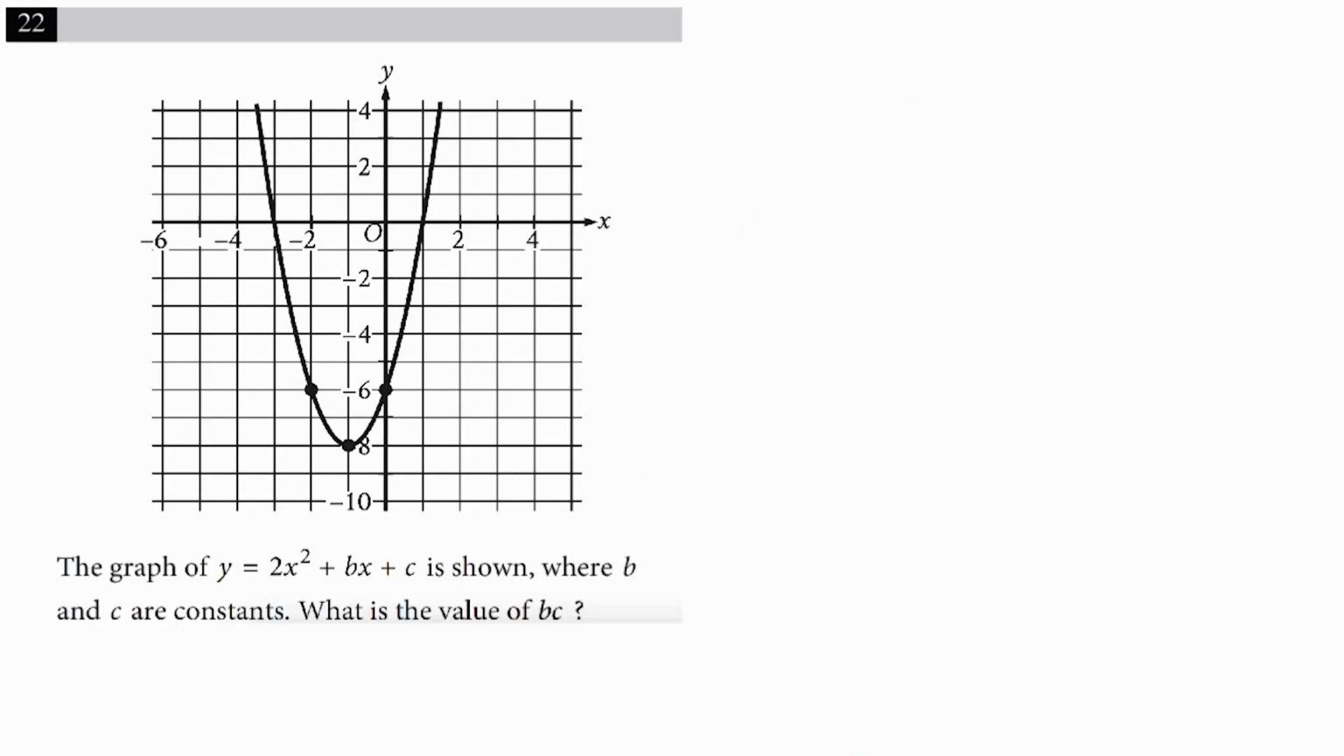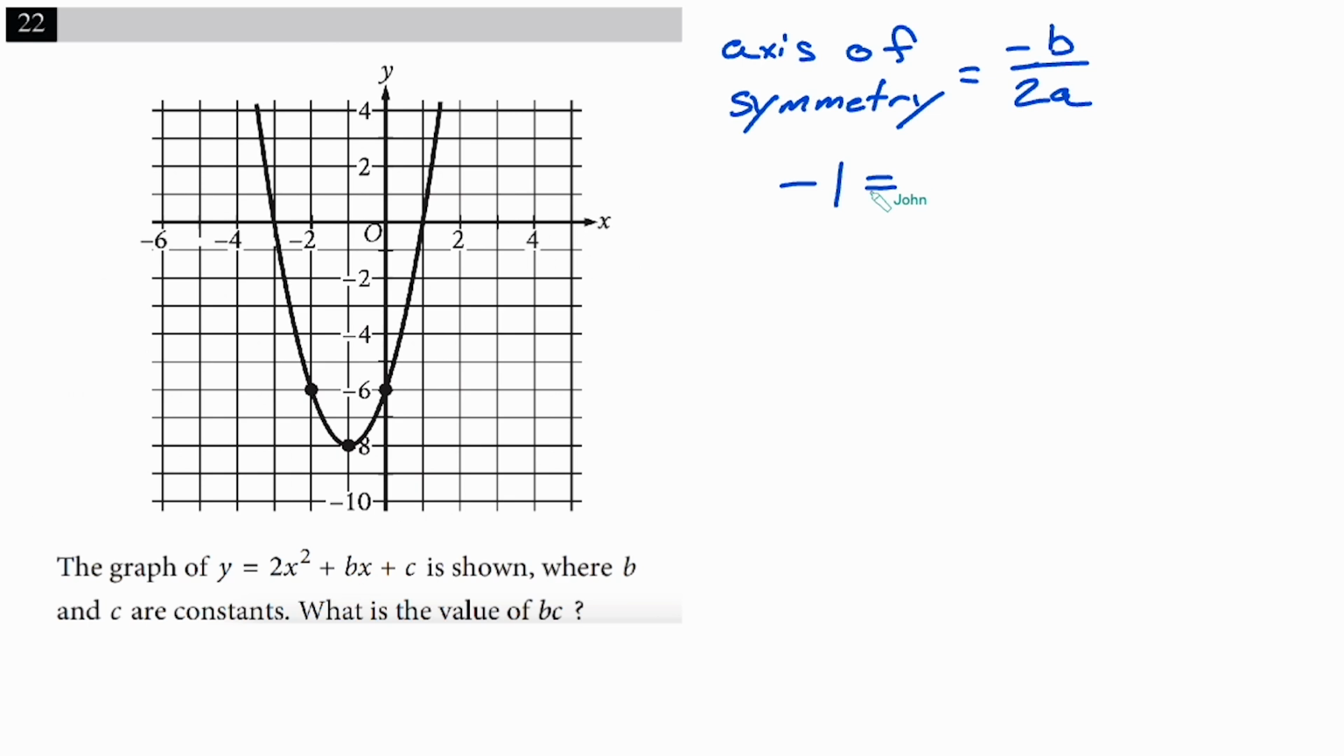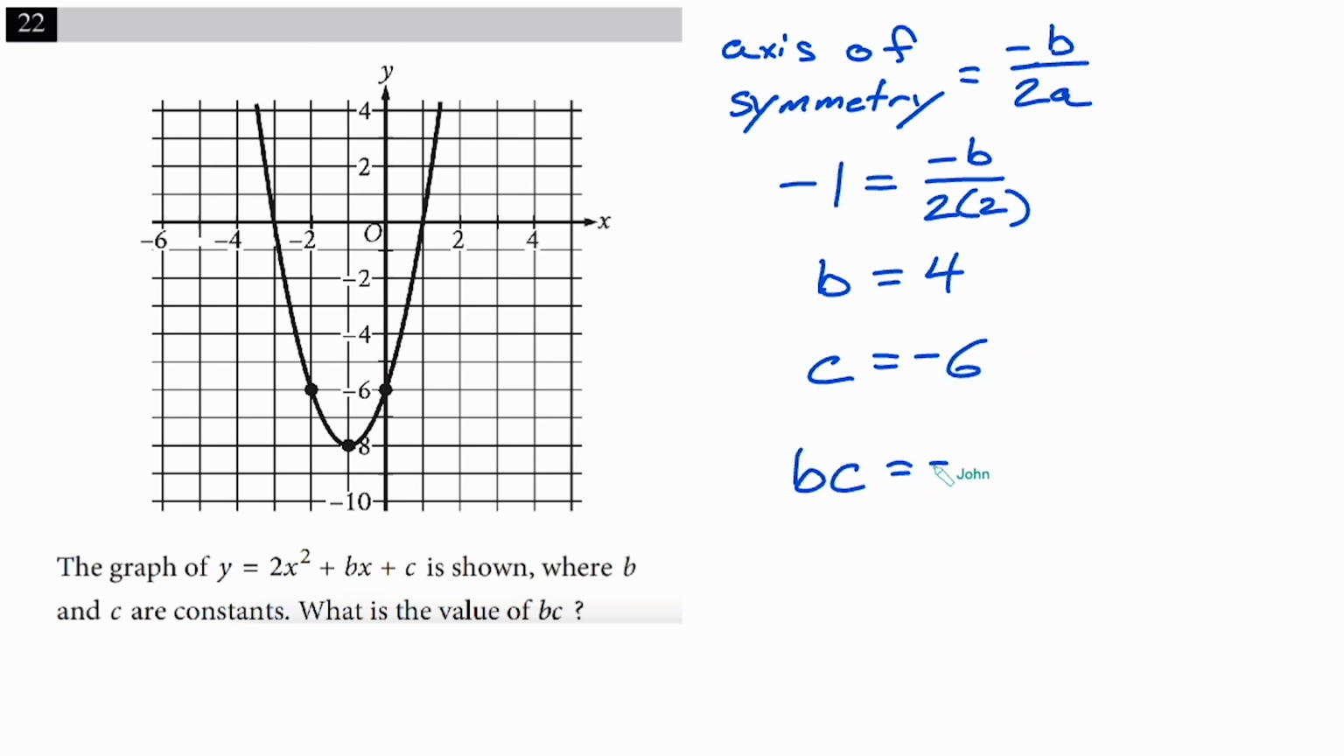The graph of y is equal to 2x squared plus bx plus c is shown, where b and c are constants. What is the value of bc? Looking at the graph, we see that the axis of symmetry is at negative 1, and we know that that must also equal negative b over 2a, so negative 1 is equal to negative b over 2 times 2. That gives us a b of 4. C is just a y-intercept, so that's negative 6. We multiply those to get negative 24.